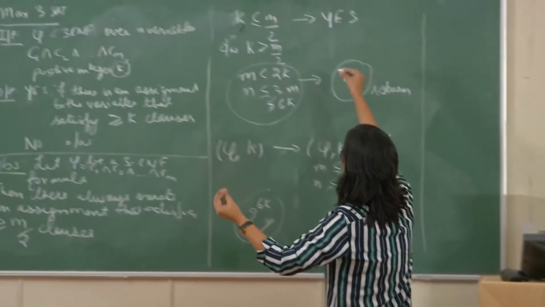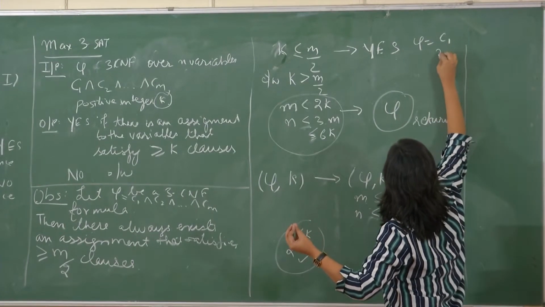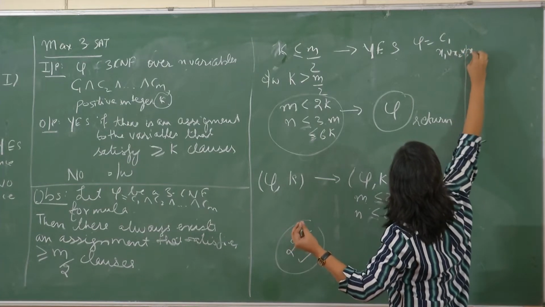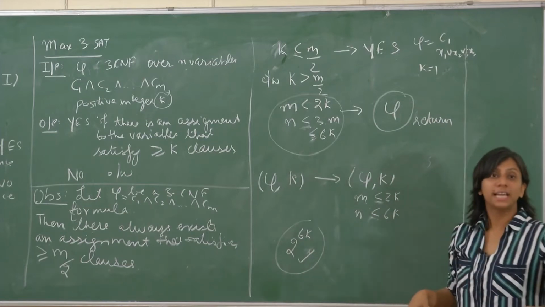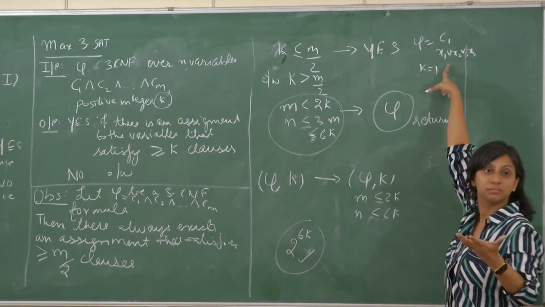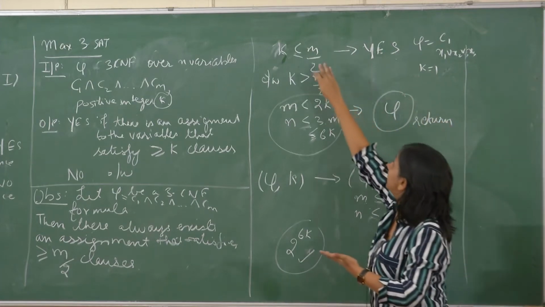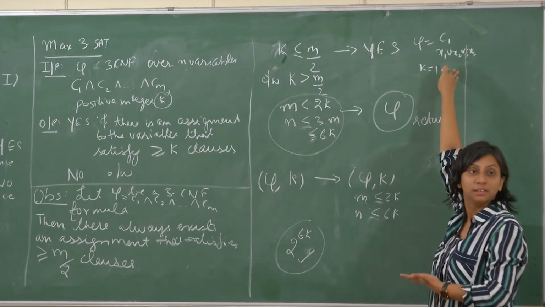For example, in this case, I'll output an instance where psi is a single clause, which is x1 or x2 or x3, and k is say 1. So you want to find an assignment that satisfies at least one clause. So this is always a yes instance, right? So in this case, I've output you an equivalent instance, and of course its size is small, right?